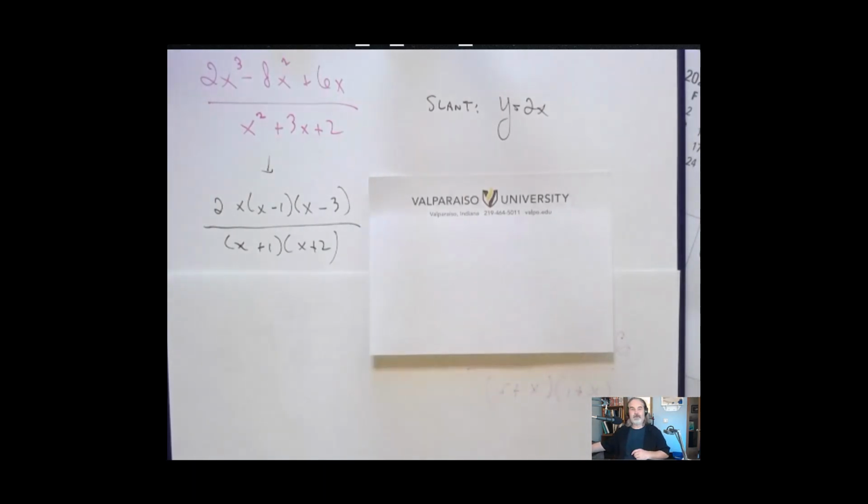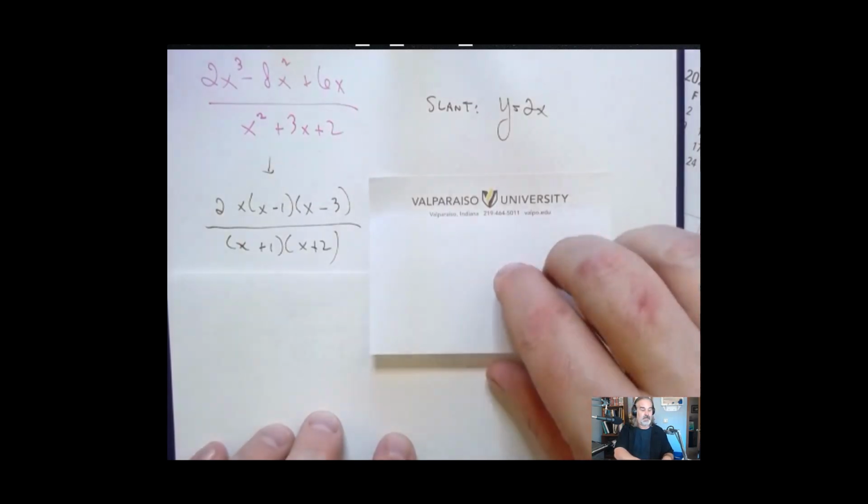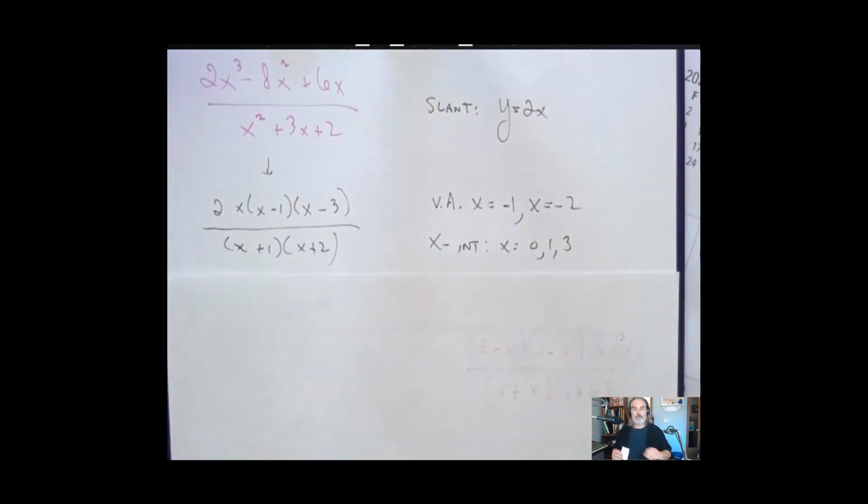Again, same numerator as the previous problem, but a different denominator. The difference here is we're not going to see a hole in the graph. We've traded a hole in the graph for a second vertical asymptote. And in fact, we can see that information right away. From the denominator, we will have vertical asymptotes at -1 and -2. From the numerator, we will now have x-intercepts at 0 and at 1 and at 3. Okay, now this gives us a skeleton for our graph.